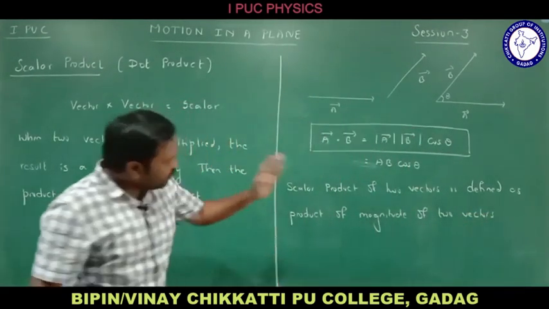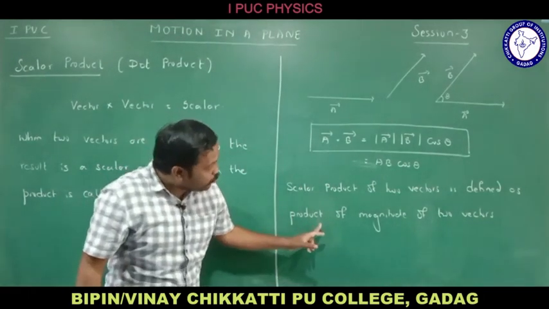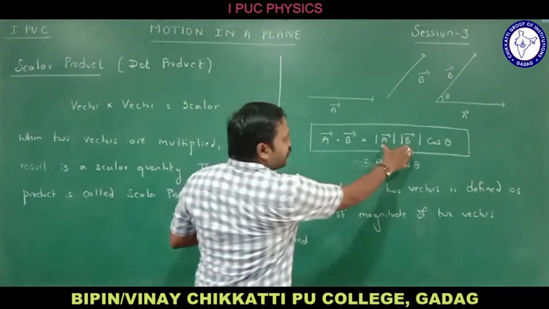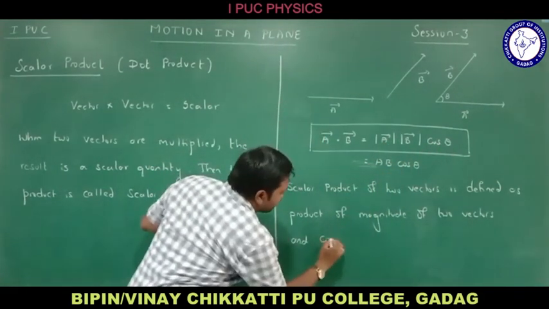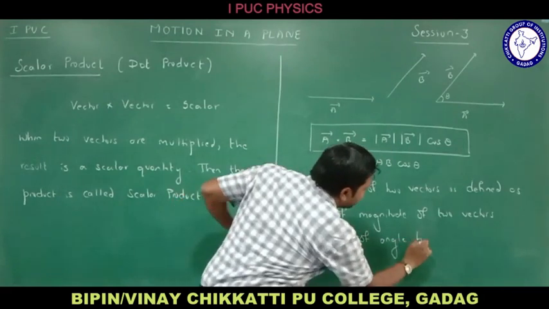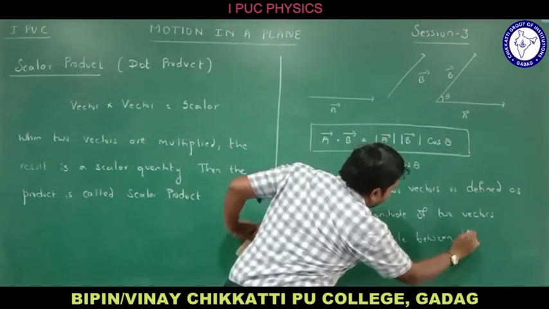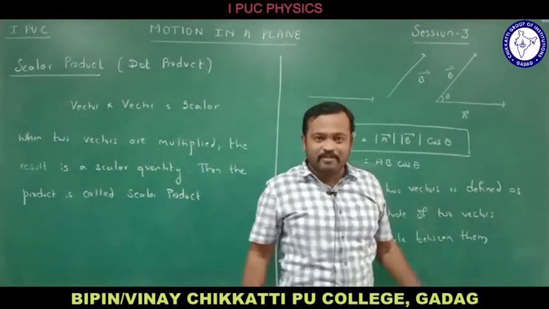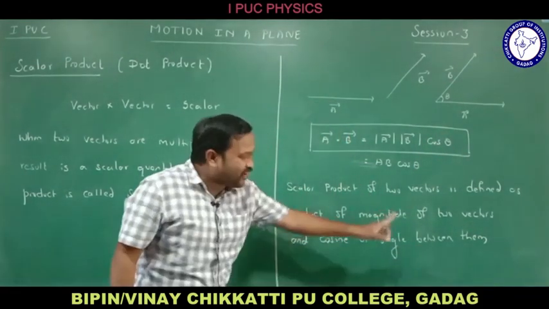Scalar product of two vectors is defined as the product of the magnitude of the two vectors and the cosine of the angle between them. Cos theta means what? Cosine of the angle between them. What is theta? Theta is the angle between A and B. What is cos theta? That is the cosine of the angle between them.